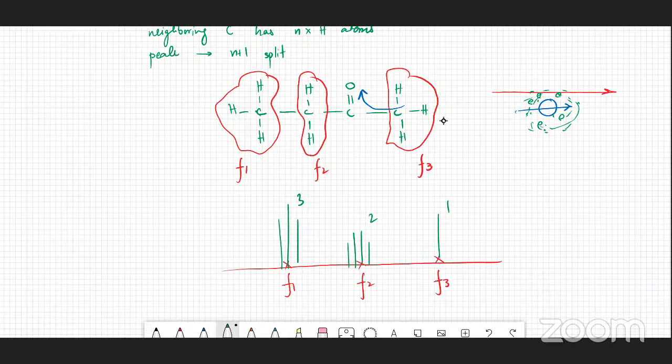Look at these CH3s now. Their neighborhood has no hydrogen. तो इसका मतलब it's not going to split at all. It's going to be a singlet peak. So there's a singlet, quadruplet and a triplet peak.